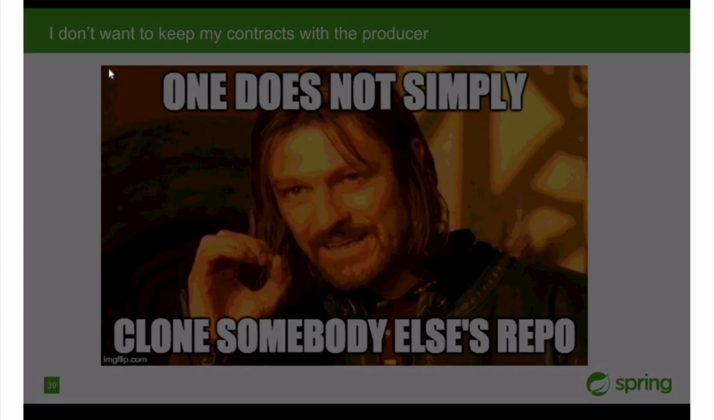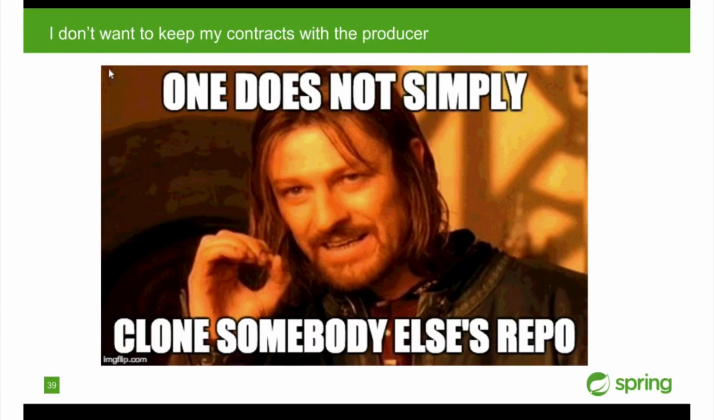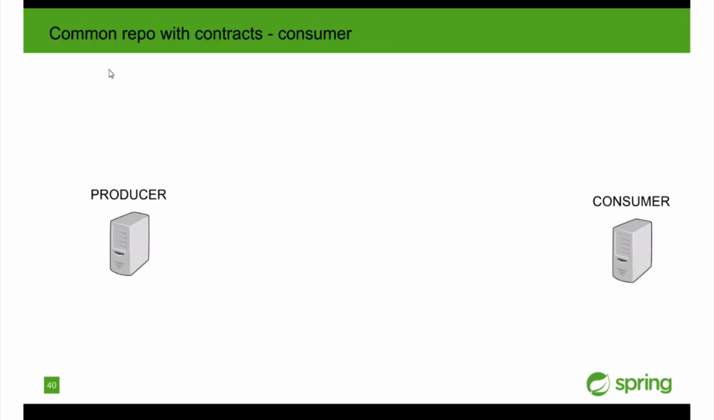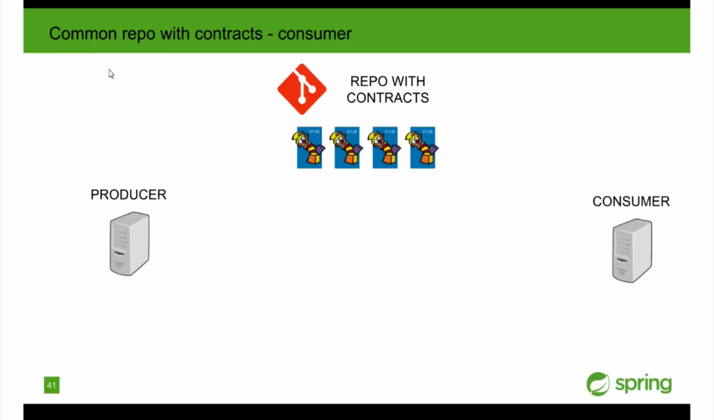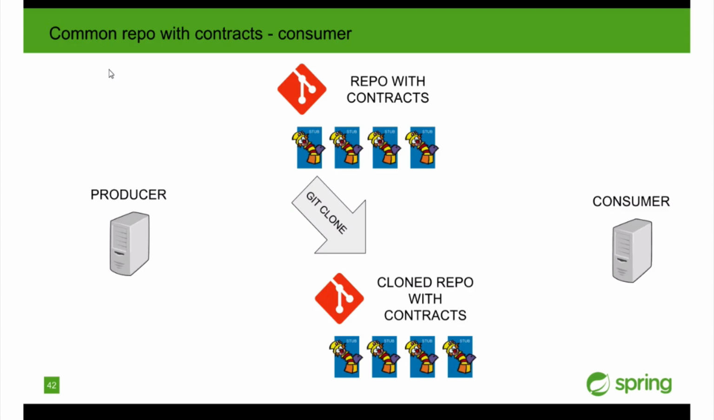And here we go to a problem that emerges quite often: one does not simply clone somebody else's repo. There are situations where, for security reasons, you cannot clone the producer code. So what can you do then? The only thing that changes is that the contracts no longer live with the producer, but in a separate repo. It's a normal Maven project from which you will produce a jar. So the consumer clones that repo and plays around with this locally.